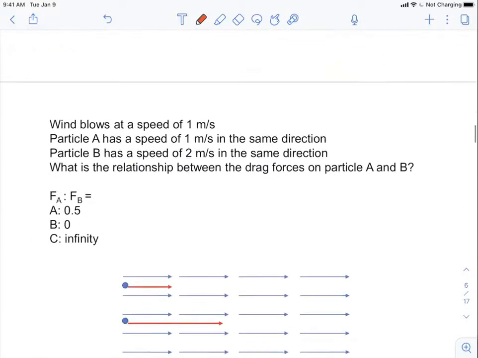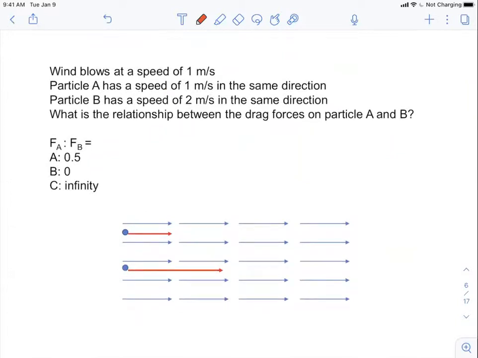But before we talk about that, let's first try to understand this drag force better. Okay, so let's imagine that we have a wind that blows at the speed of 1 meter per second. And then we have two particles. This is particle A, this is particle B, and the wind speed is 1 meter per second. Okay, so particle A has a speed of 1 meter per second in the same direction, while particle B has a speed of 2 meters per second. Okay, let me write out these speeds here in the same direction.